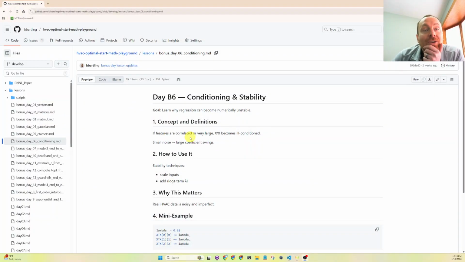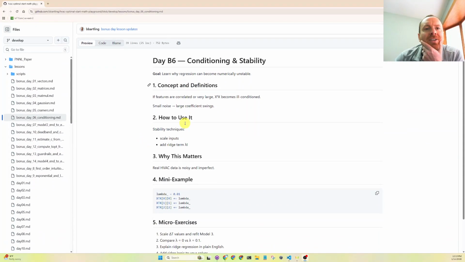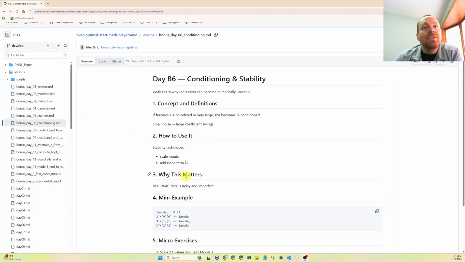Okay, so I'm going to try and go over this. We're on day 6. I know this stuff is kind of tough, and you could spend a whole college semester on matrix algebra alone, and then what goes on in the mechanical engineering side of things. So we're kind of breezing over this real fast. So day 6, conditioning and stability.